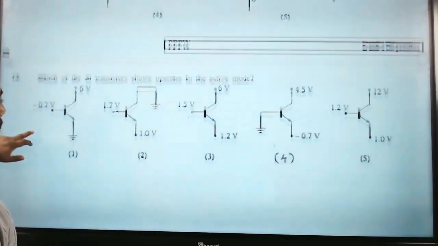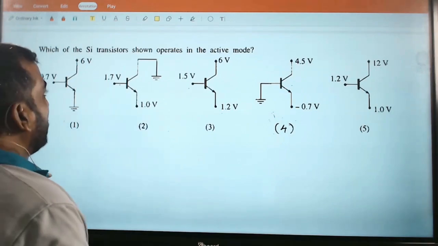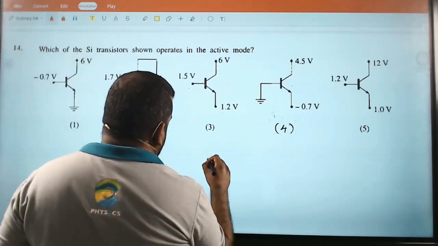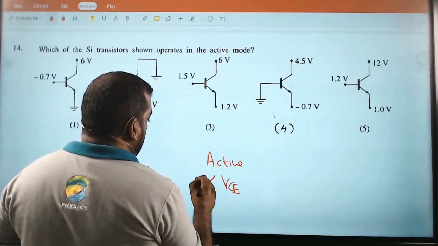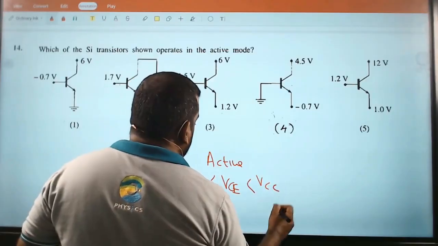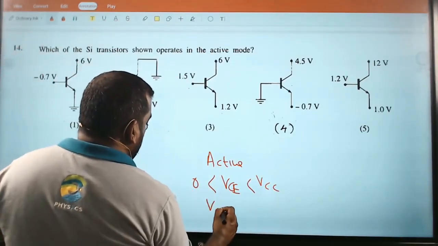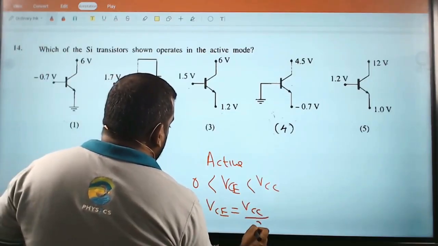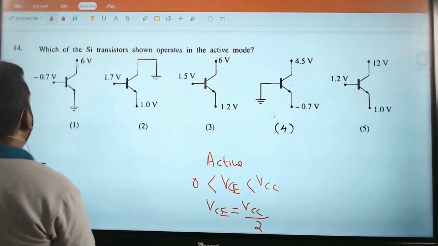Right, moving on. MCQ 14. Which of the silicon transistors shown operates in active mode? Now what's the condition for active mode? Active mode is VCE greater than 0, less than VCC. Generally, if you can operate VCE at VCC divided by 2, it's ideal.